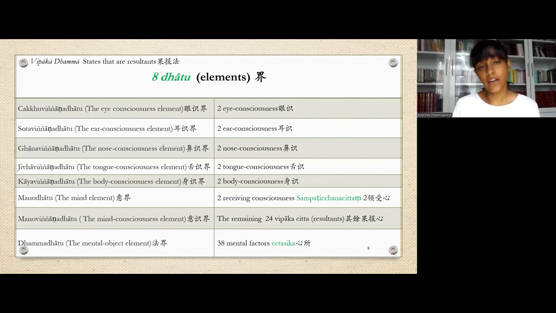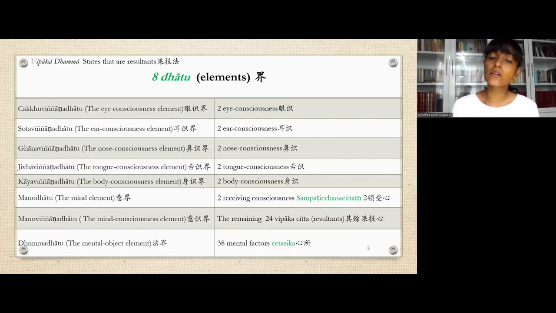How do we get 8 dhātu? As you would recall, there are 18 dhātu in total. The first 10 all comprise of matter, rupa dhātu. From the 11th dhātu, which is chakku vijnana dhātu, we get chakku, sota, ghana, jibha, kaya. We get 10 consciousness that belong to the rootless chitta, the rootless consciousness. Next, we get mano dhātu, where we get the 2 sampatichana chitta.